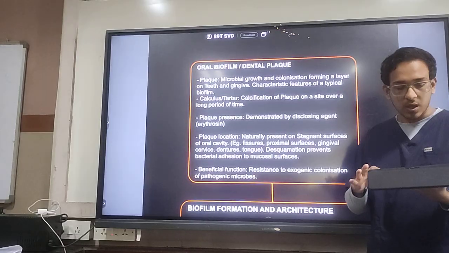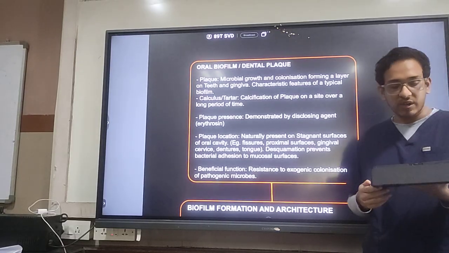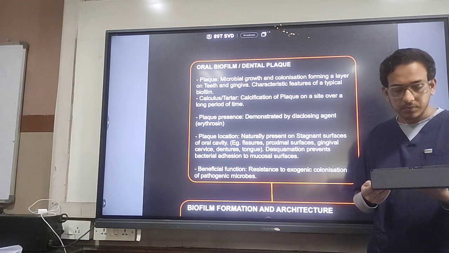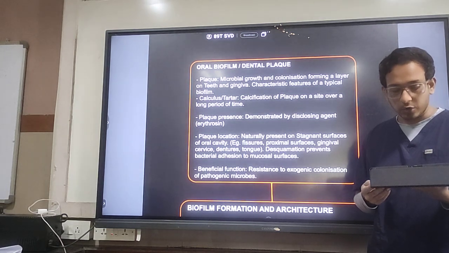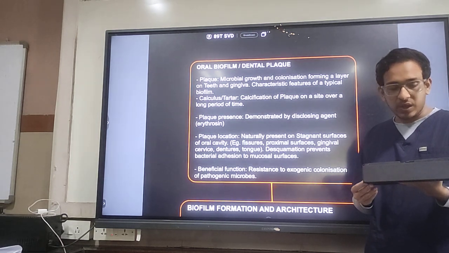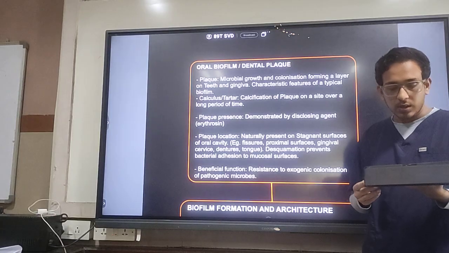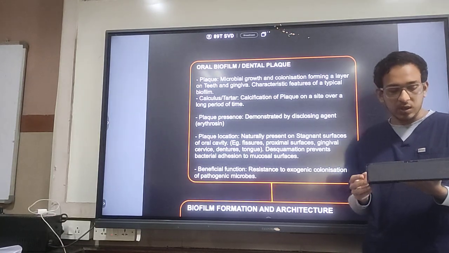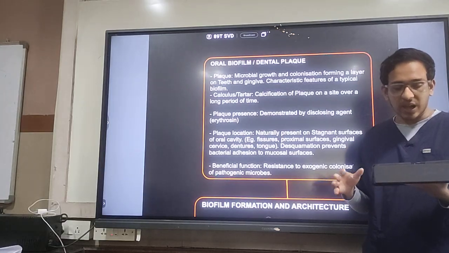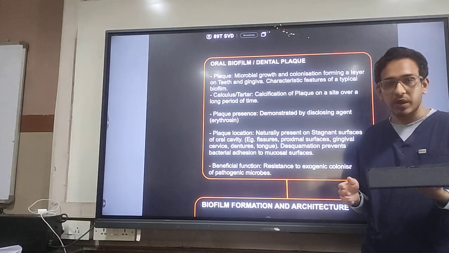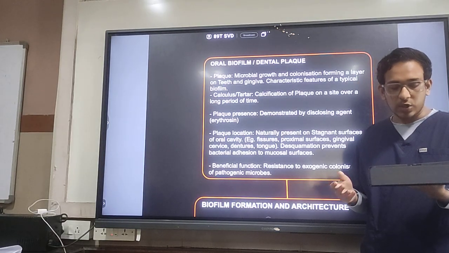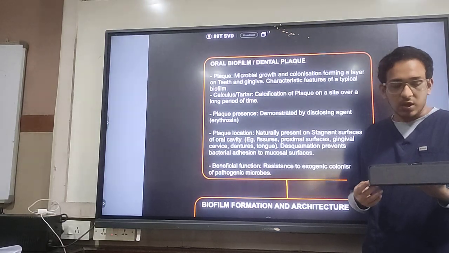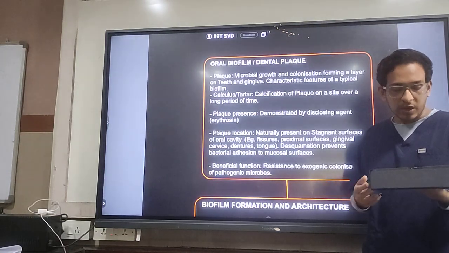antibacterial resistance. So in the oral cavity, the biofilm is called dental plaque. It is microbial growth and colonization forming a layer on teeth and gingiva. It has the characteristic features of a typical biofilm. Calculus is the calcified form of plaque that happens over a long period of time.